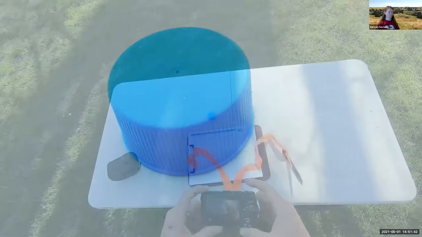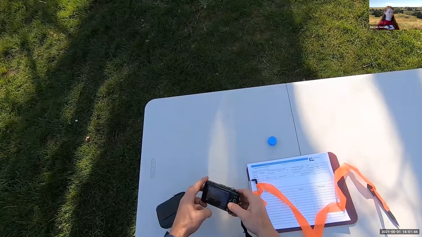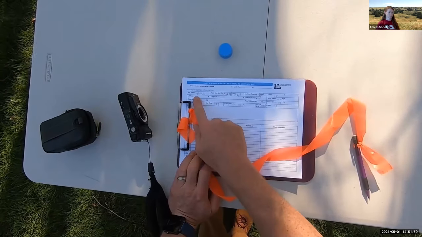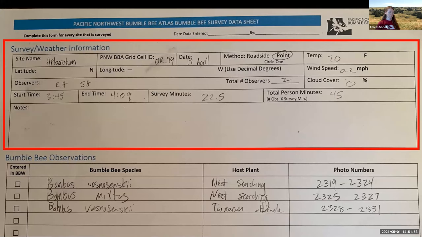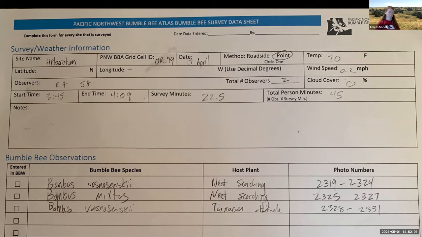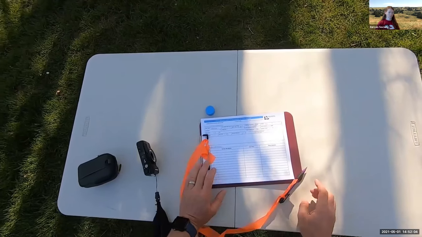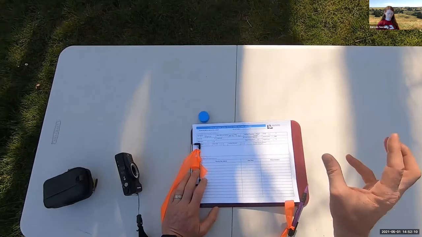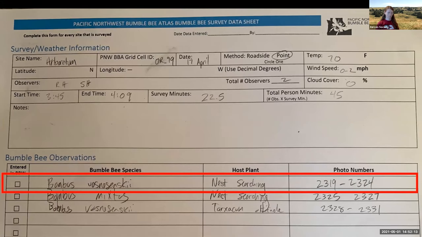So once I'm ready and I've got the information that I need, I can start processing my bees. But first I want to make sure I've filled out the top of my data sheet. So I have my site name and my grid cell ID in here, along with the date and the survey method, my weather information, and the surveyors and the survey time. All of that's entered on the data sheet, and I can get ready to enter the bees. Now each line on your data sheet is going to represent a vial. So each bee that you captured gets its own line. You're going to enter what bumblebee species you think it is, its host plant, and then the photo numbers that you took of that bee.